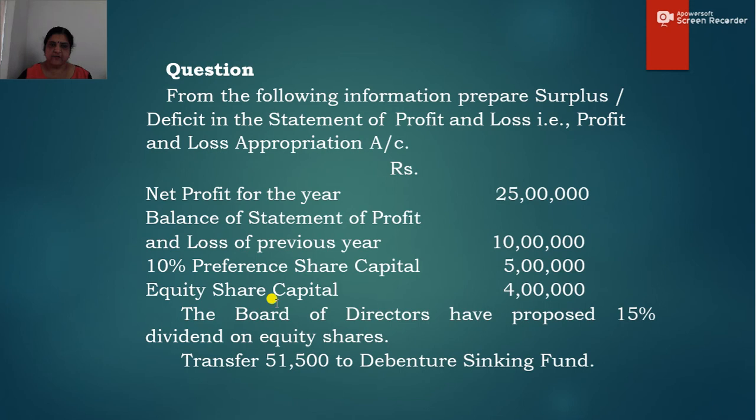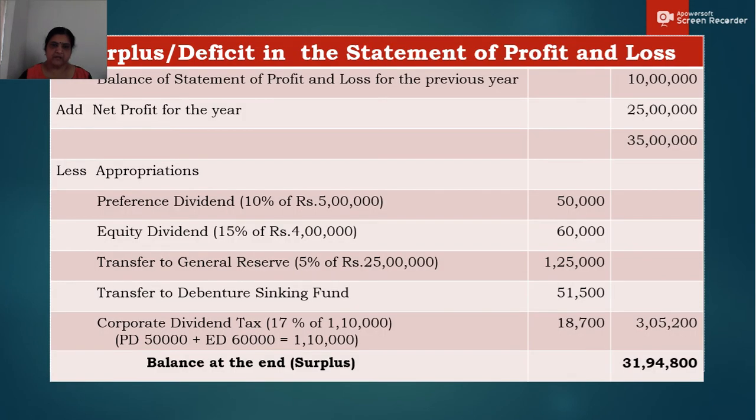So the dividend on equity share capital will be 15% of 4 lakhs. 15% of 4 lakhs comes to 60,000. So the total dividend will be preference dividend 50,000 and equity dividend 60,000. The next is transfer to debenture sinking fund, which is given, that is 51,500. Then there were two things remaining.